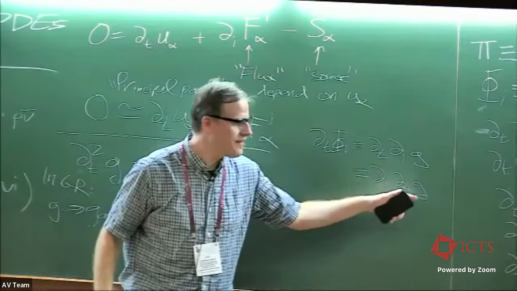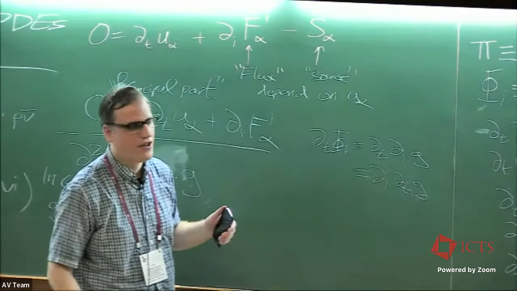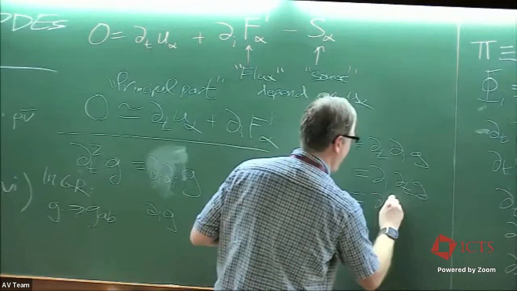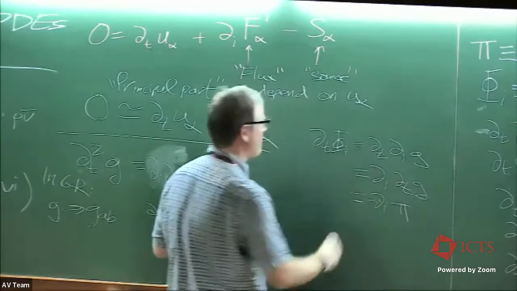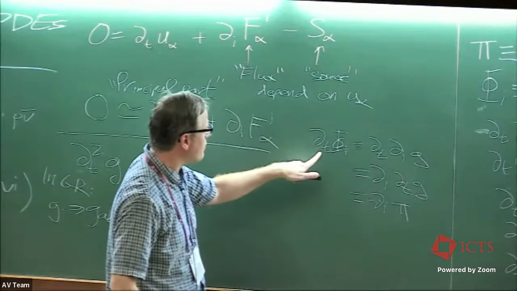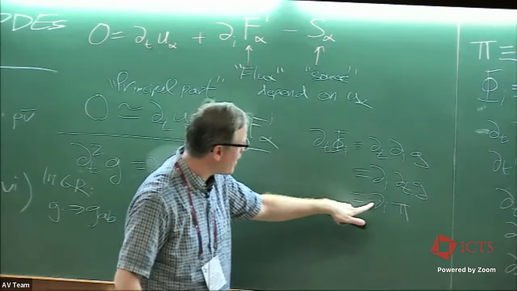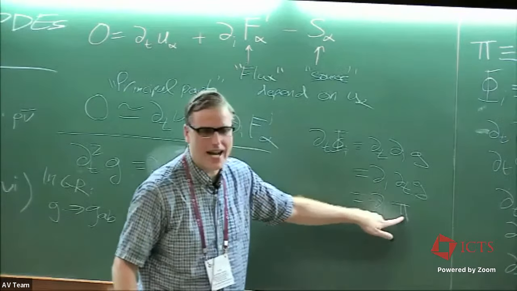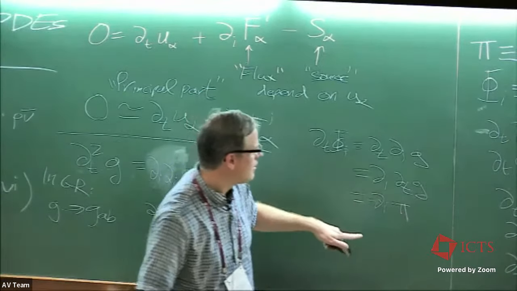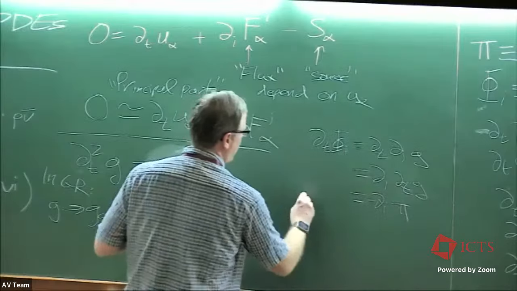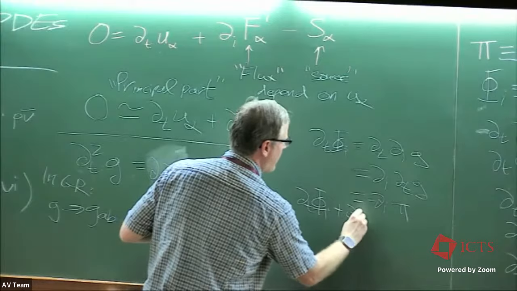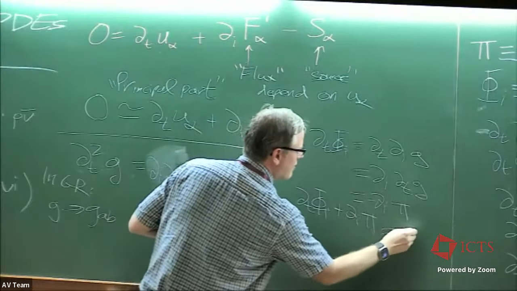And partial t of g, what's that equal to? Nope, minus pi. It's equal to minus pi. So this is partial I with a minus sign. So partial t of phi I is equal to minus partial I, equal to minus the gradient of pi. Let's bring that over to the other side, and that means partial t of phi I plus the gradient of pi, that's zero.